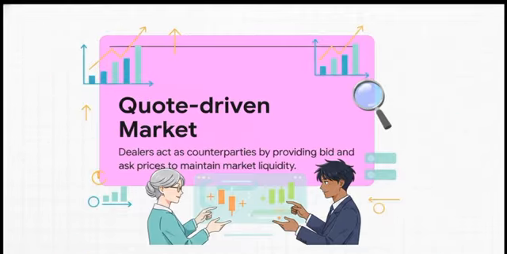Got it? The correct answer is B, the quote-driven market. If you nailed that, awesome job. Remember, in a quote-driven structure, the dealers are the ones constantly standing ready as counterparties. They actively post the bids and the asks to make sure there's always a market, maintaining that crucial liquidity even when natural buyers and sellers don't happen to line up.